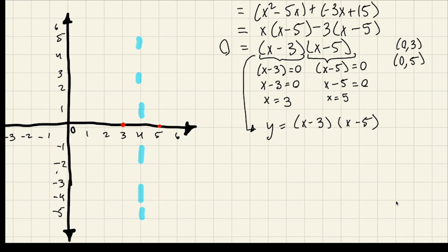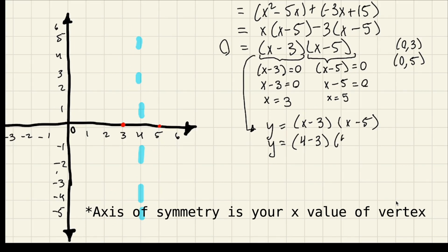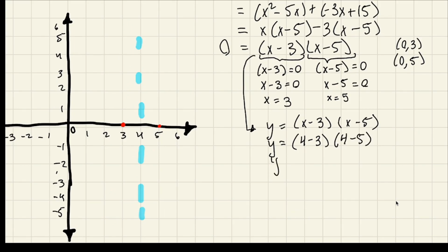So the y value in this case will be, let's first substitute it in. So y equals, and then we substitute in 4, because that's the axis of symmetry, 4 minus 3, 4 minus 5. So then we are left with 4 minus 3 is 1. 4 minus 5 is negative 1. So now we are left with y equals negative 1. So now we know the vertex is 4 and negative 1 because when we substitute in 4, it gives us an output y value, which is negative 1. So that means our vertex is right here.